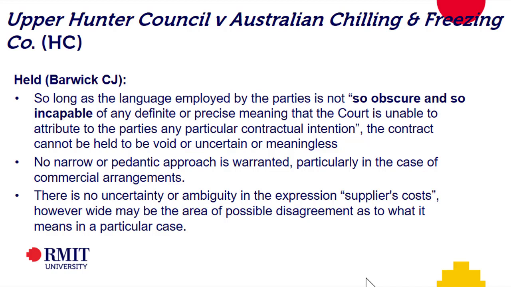He's also assuming that both parties are going to be reasonable, because it's quite possible that one could be unreasonable within that clause. Well, he says actually that there's no uncertainty or ambiguity in the expression supplier's cost. I disagree with him on that. I think it's very ambiguous actually. But however wide may be the area of possible disagreement as to what it means in a particular case, saying in this case we can understand what it is.